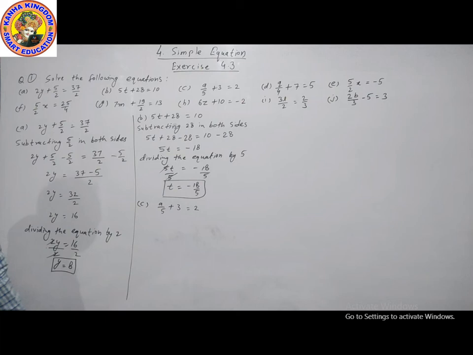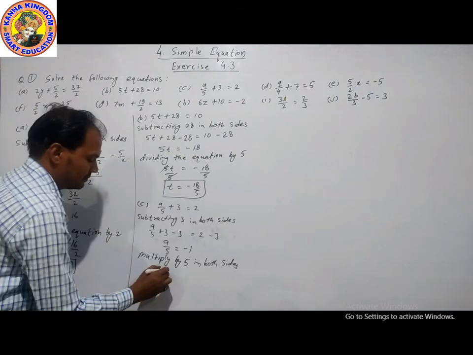Multiply by 5 on both sides. A by 5 is equal to minus 1. Now multiply by 5 and multiply by 5. 5 and 5 cancel. A is equal to minus 5. This is our answer. When we multiply by 5, 5 and 5 will be cancelled. A is equal to minus 5 is our answer.